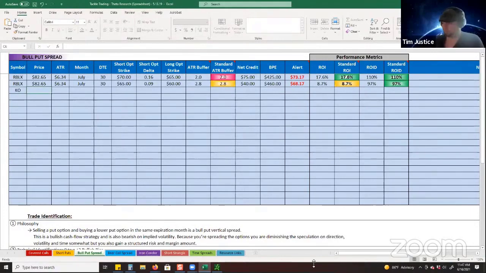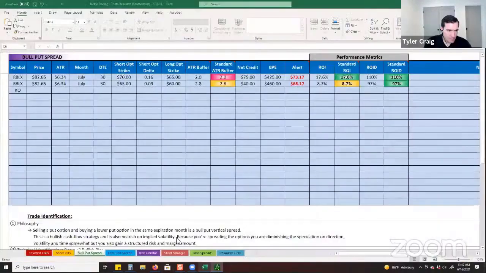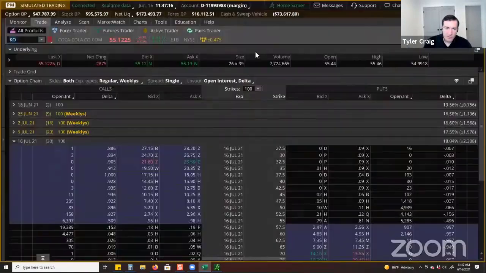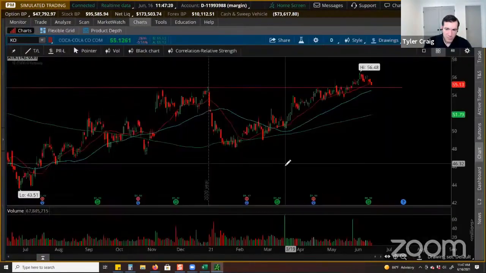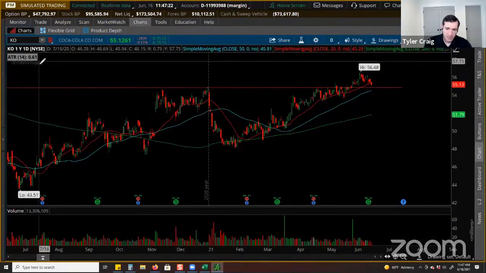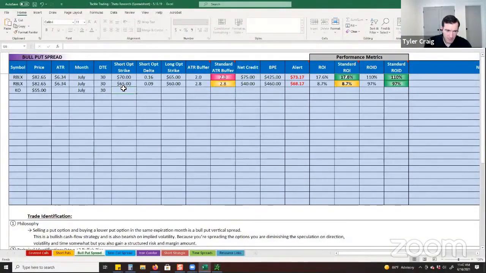So Coca-Cola, same game here. Stock price 55. This is going to be a July 30-day option as well. Coca-Cola has a much smaller ATR for two reasons. One, it's a cheaper stock. Two, it's a consumer staple stock, super boring. So 61 cents is what its ATR is.